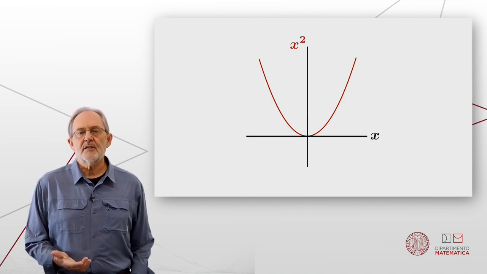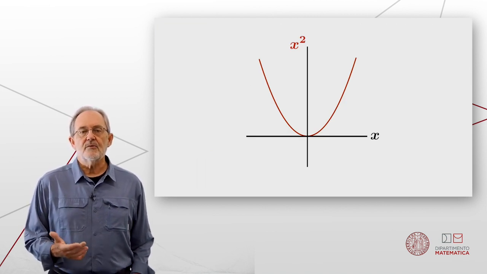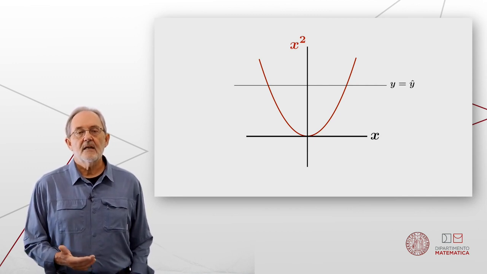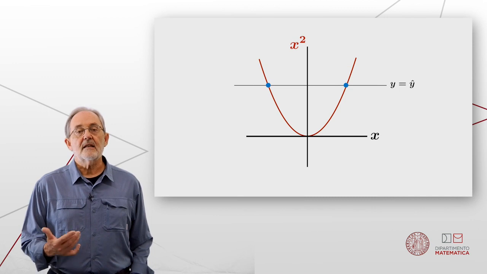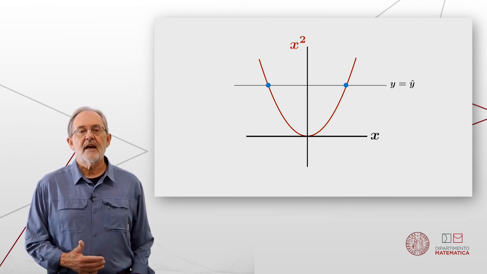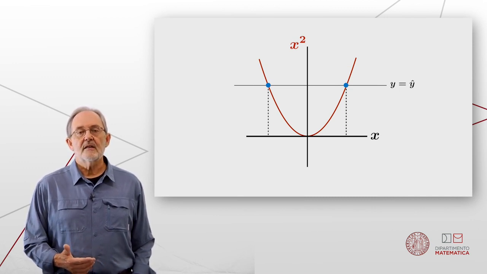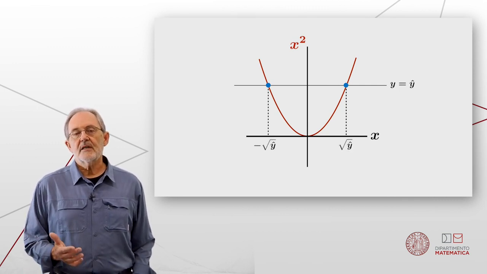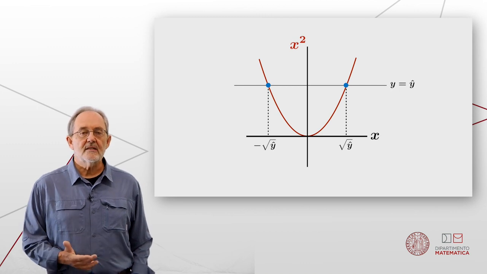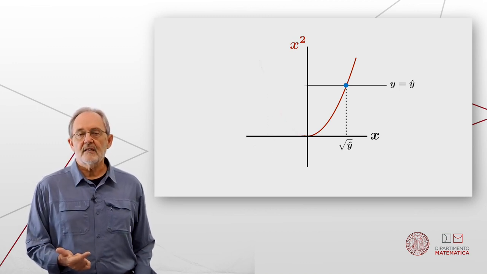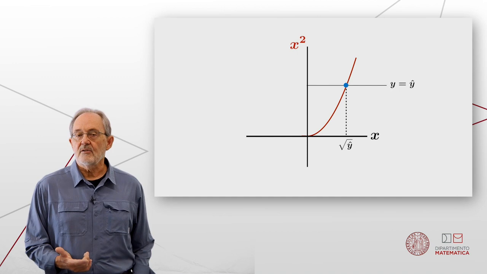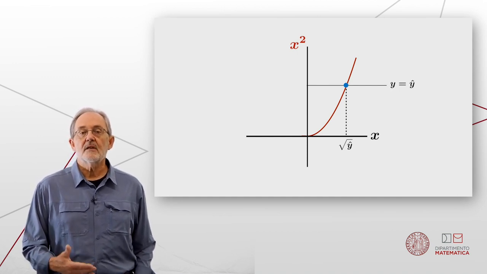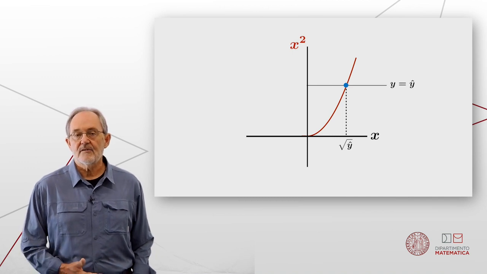Here's the picture that explains what we've done. We had this function, and we noticed that for positive values of y equal y hat, there were two values of x that led to the function having the value y hat, namely square root of y hat and minus that. But now, if we consider that the domain is restricted to only positive values of x, now there's only one value of x for which you get y hat. The function now becomes one-to-one, or injective.